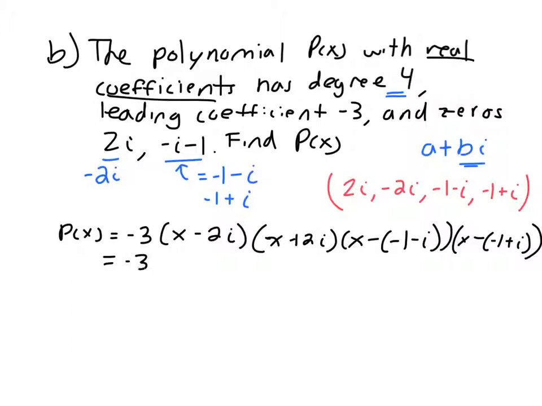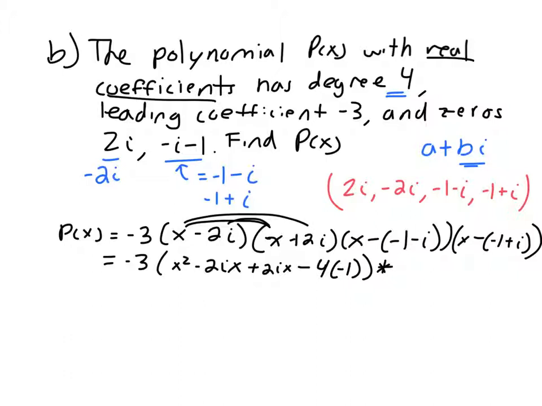Okay, so I'm gonna leave the -3 out there, and I'm gonna FOIL these first two here. So I'm gonna do x times x is x squared minus 2ix, and then plus 2ix, and then minus, so now the last terms are multiplying these two, so that's -2 times 2, which is -4, and then i times i, which is -1. Okay, that times, let's do the same thing.